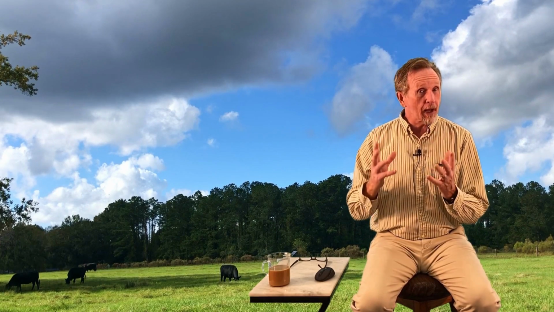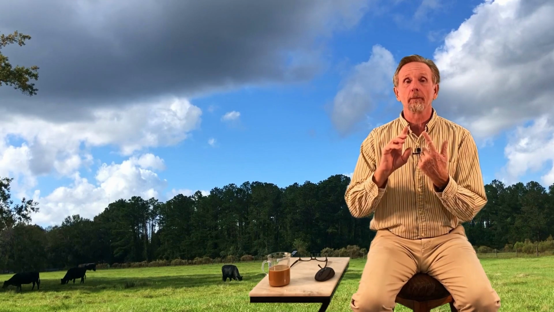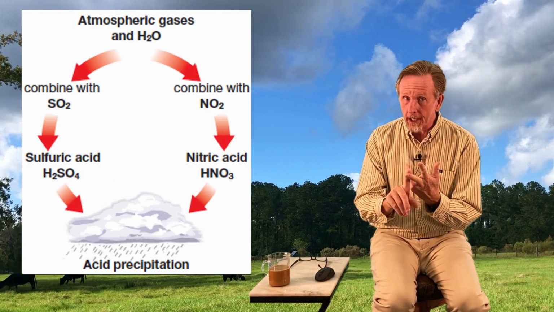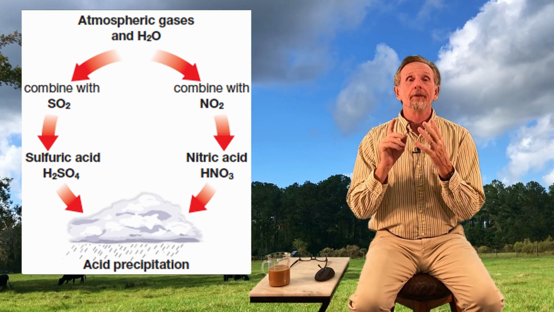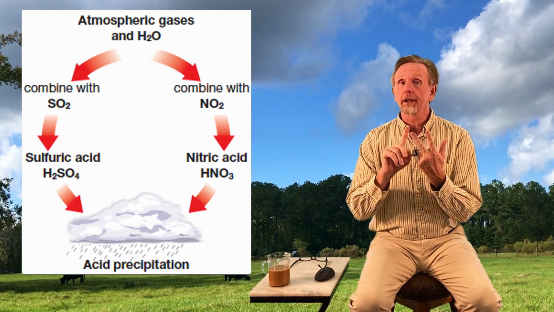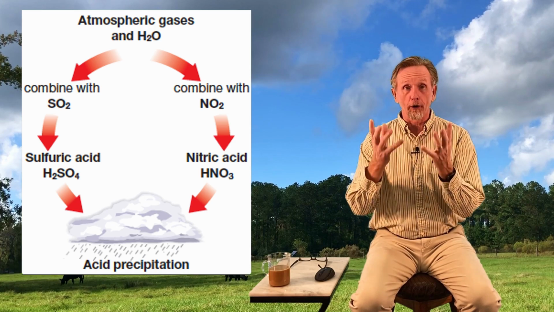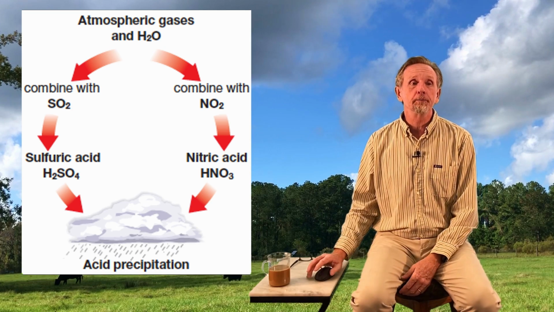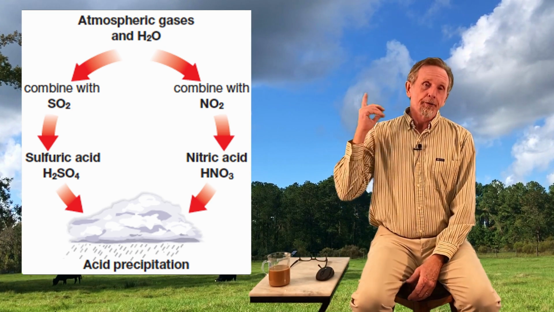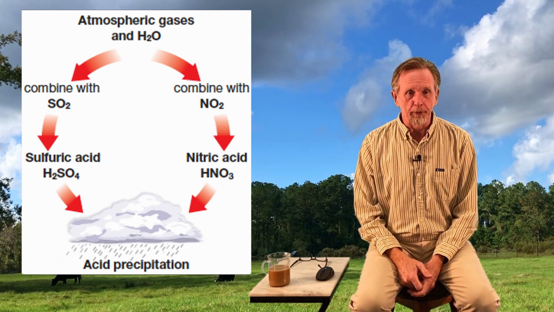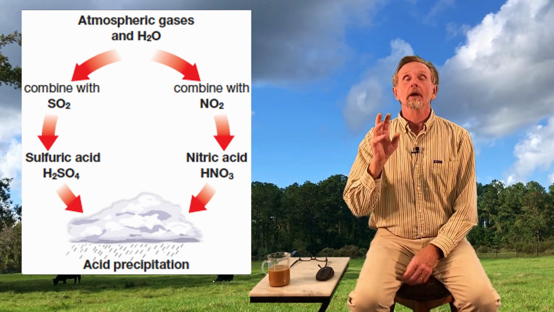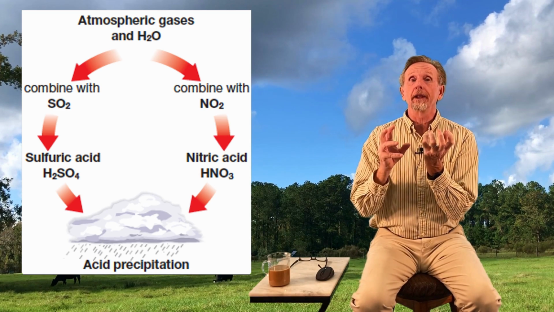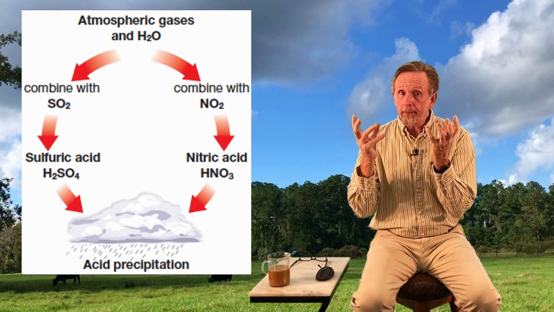Now, when these various oxides, and for the most part, we're going to talk about sulfur oxides and nitrogen oxides, they can form sulfuric acid and nitric acid. And then this falls back to the ground as acid rain, acid precipitation. So the little picture up here is just showing the super simple aspect. We get sulfur dioxide and nitrogen dioxide up in the atmosphere.